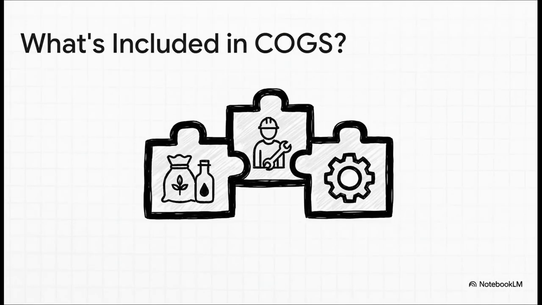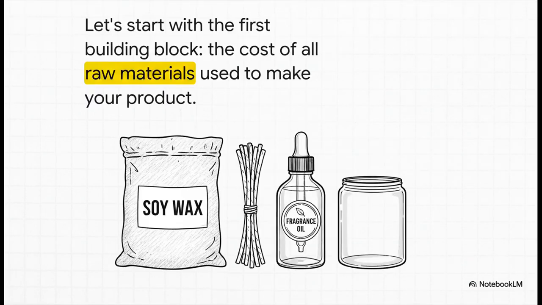Okay, so what actually goes into this number? Well, it can include a whole bunch of production costs. But to keep things clear and simple today, we're going to focus on the two main building blocks. First, the raw materials you use, and second, the direct labor, the people who actually make the product. We'll combine these to find our core cost. So let's start with that first building block, material costs. This is literally everything physical that becomes a part of your final product.